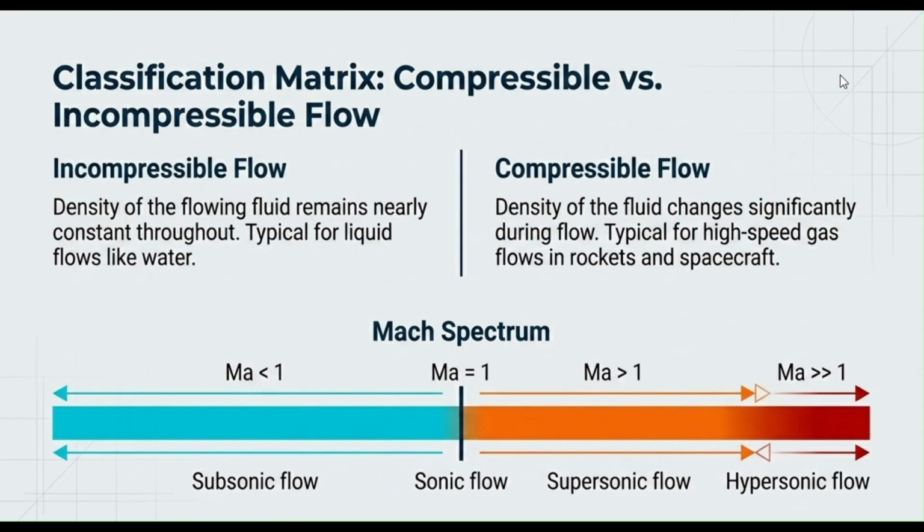A useful measure here is Mach number, which compares the flow speed to the speed of sound. When the Mach number is less than 1, the flow is subsonic. At Mach 1, the flow is sonic. Above Mach 1, it becomes supersonic. And at much higher Mach numbers, it is hypersonic. For many mechanical engineering problems involving liquids and low speed air, the incompressible assumption works very well.